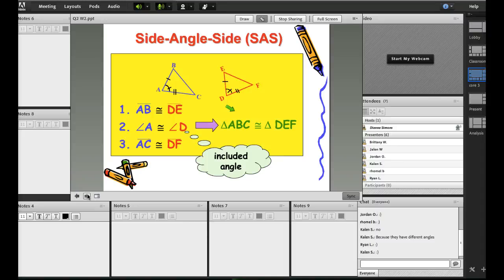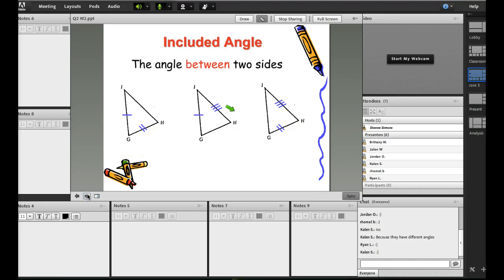All right. So angle, side, angle. Included angles. So the angle between 2 sides. What we're looking at here would be angle G. All right? Does that make sense? Up here, it's angle I. Over here, it's angle H. It's just important to remember how you're looking at these things, so you don't get it wrong when you're thinking about it. Okay.